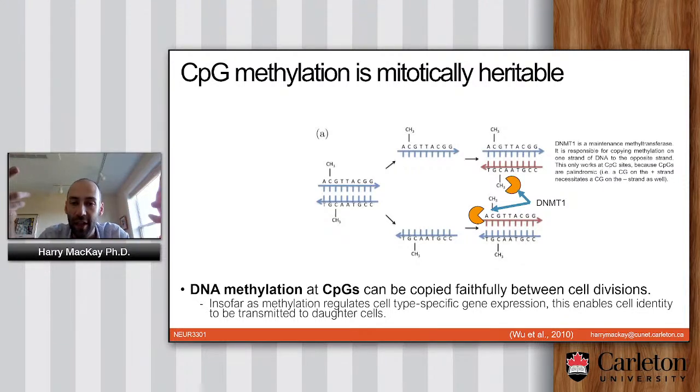This is the magic of CpGs. Because they're palindromic, you're always guaranteed to have one on one strand and then another one on the opposite strand. And all that has to happen is that information is copied over by DNMT1. This enables information to be transferred to daughter cells, and it enables the mitotic heritability of DNA methylation.